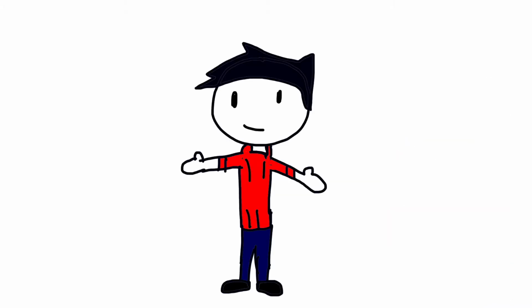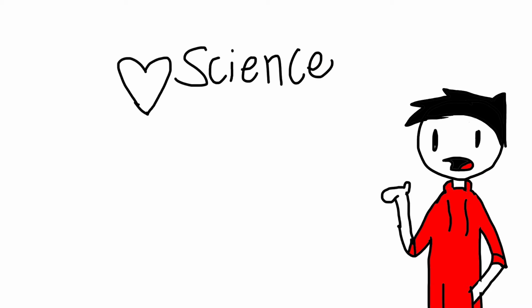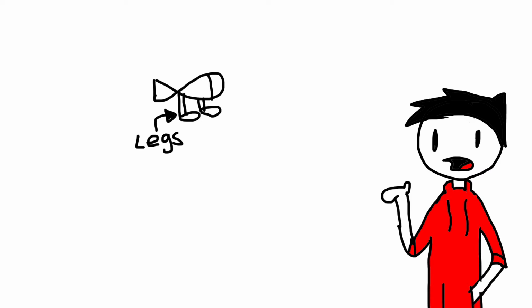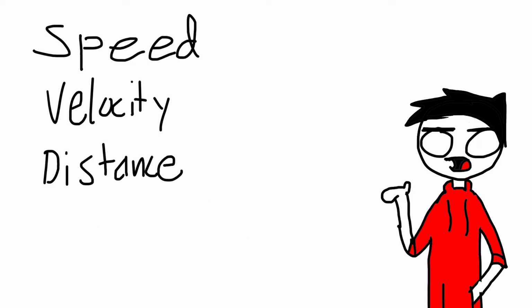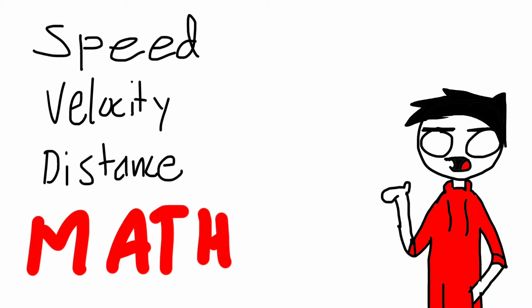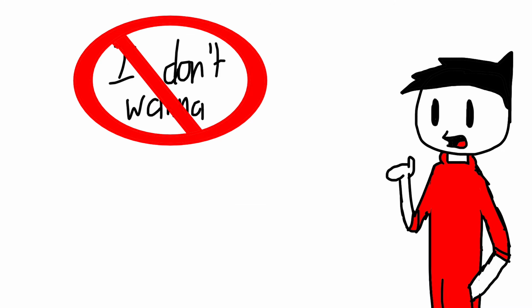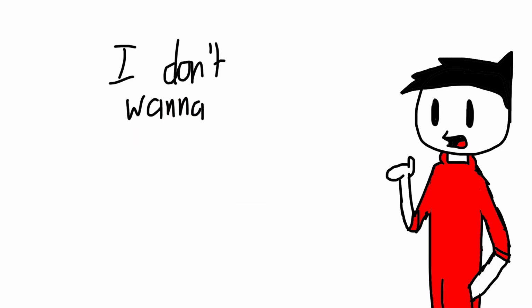So, I was a student teacher for science. I thought I'd be teaching something easy because I like science and understand stuff. I thought I'd be teaching basic animal parts or solid, liquid, and gas. But no, I ended up teaching speed, velocity, and distance, the mathy part of science. Now, I couldn't back down. Maybe I could, but I didn't.